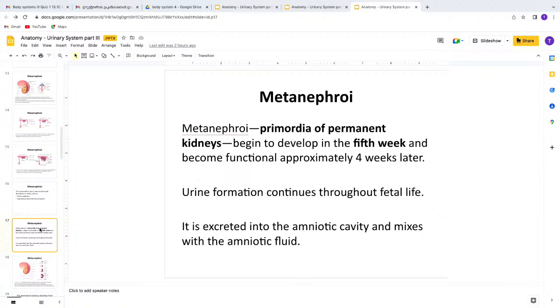The metanephros is the primordium of the permanent kidneys. It starts at week 5 and becomes functional after 4 weeks. So around 5 plus 4, it will be around 9 weeks, right? And urine formation continues throughout fetal life. It excretes the urine into the amniotic cavity, and the urine mixes with the amniotic fluid. So this is the only case when urine is useful, guys.